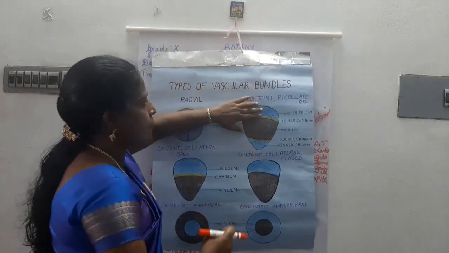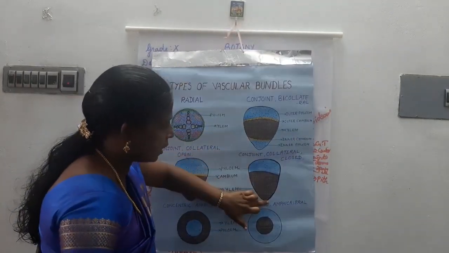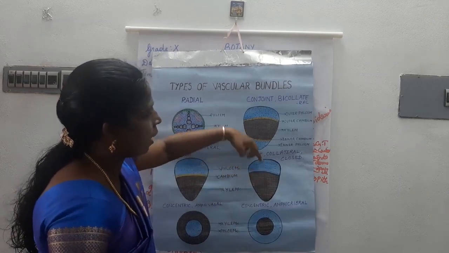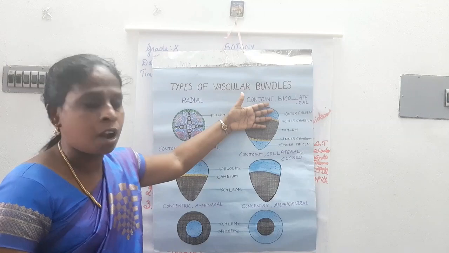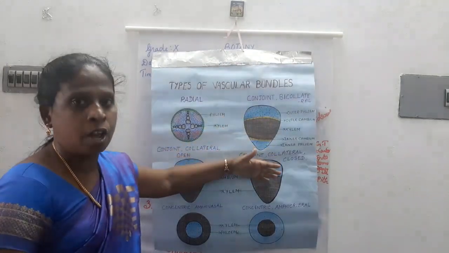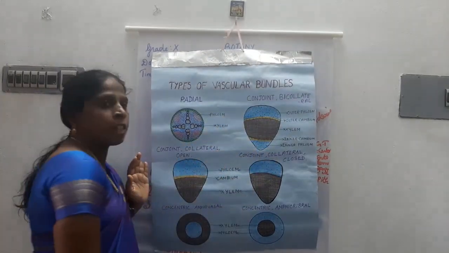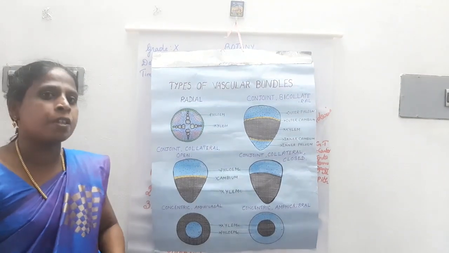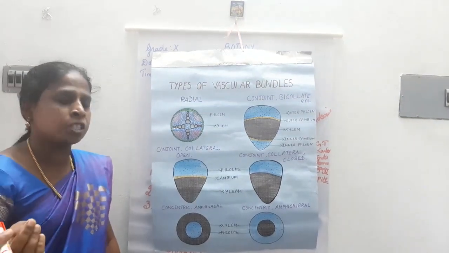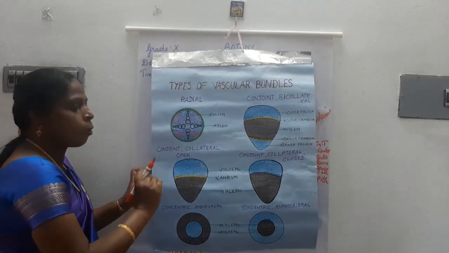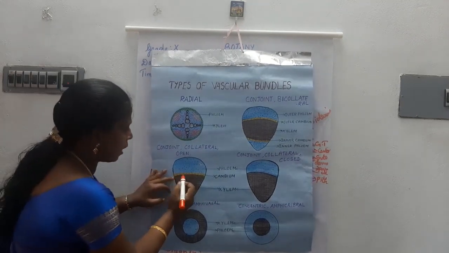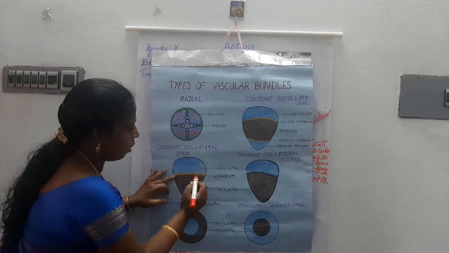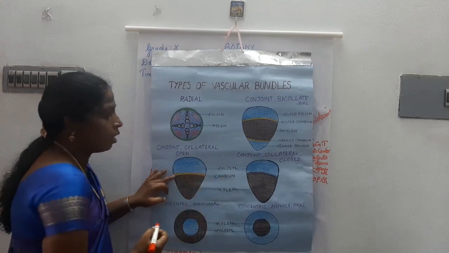So xylem lies towards the center and the phloem lies towards the periphery. That type of vascular bundle is called collateral vascular bundle. In this collateral vascular bundle, there are two types: open and closed vascular bundle. What is open vascular bundle? See this yellow color. Have you ever seen it? That is called cambium.